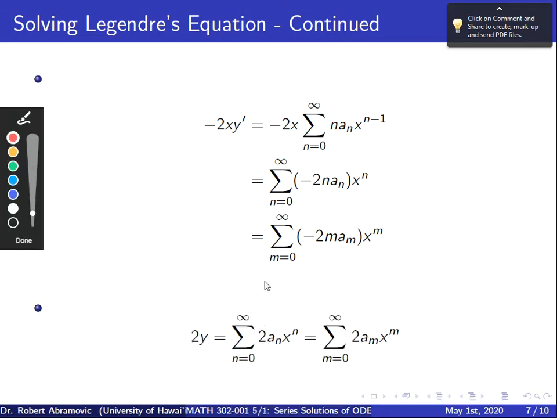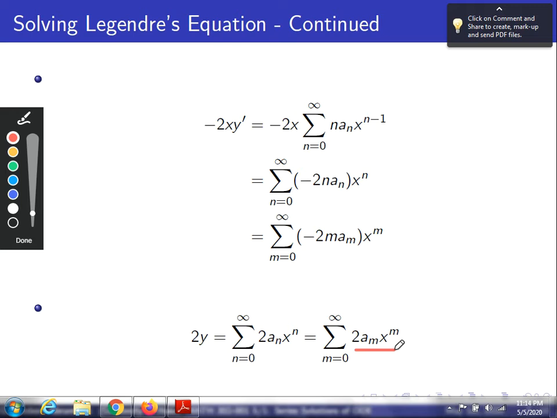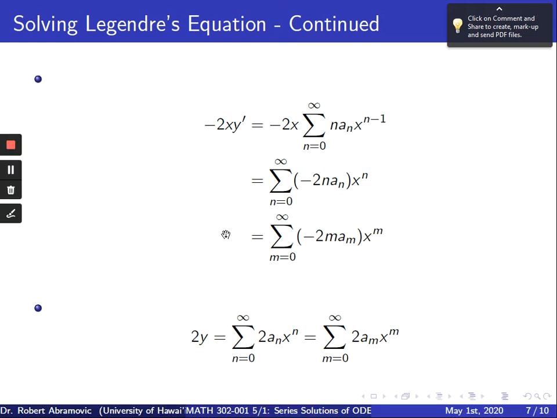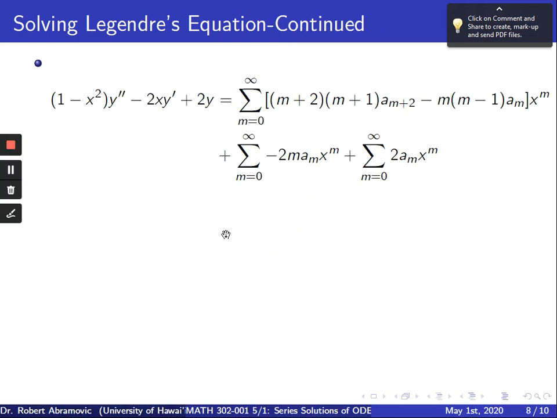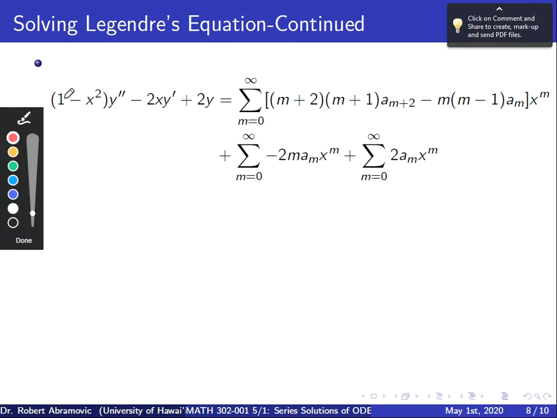And same thing for 2y. So for 2y, just bring the 2 inside of the summand and replace n with m. Again, that's just so we can combine it with the first series that we computed. Now let's combine all these terms together.